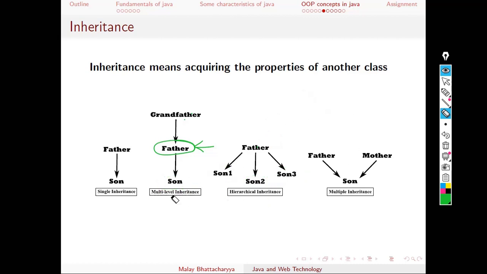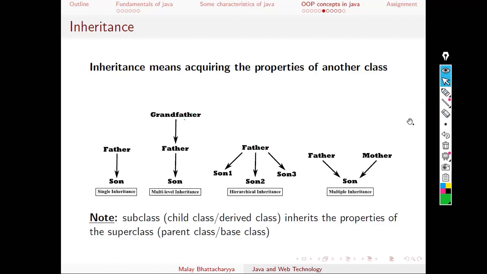So let's see how we can implement this kind of inheritance in Java. These subclasses have many different names. Sometimes they are called subclasses, sometimes child class, sometimes derived class. Similarly, superclass, parent class, base class, all those names are synonymous to each other.